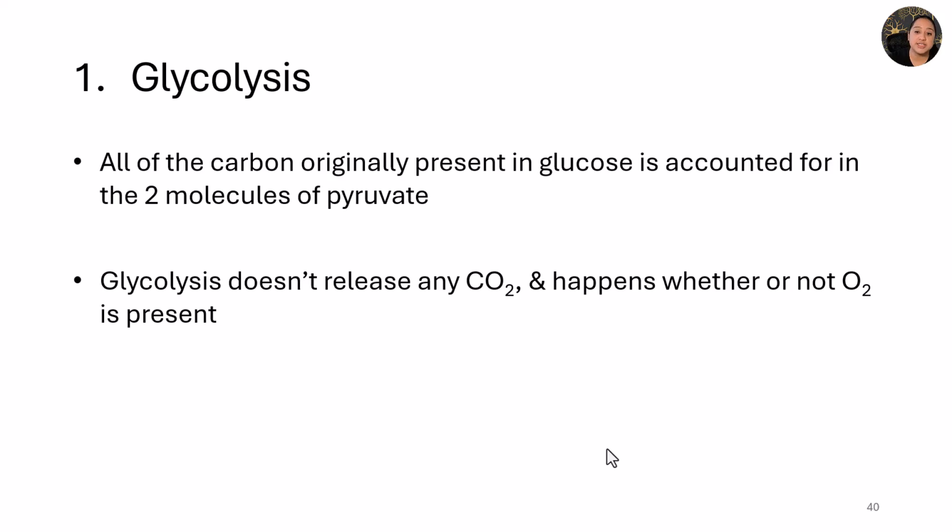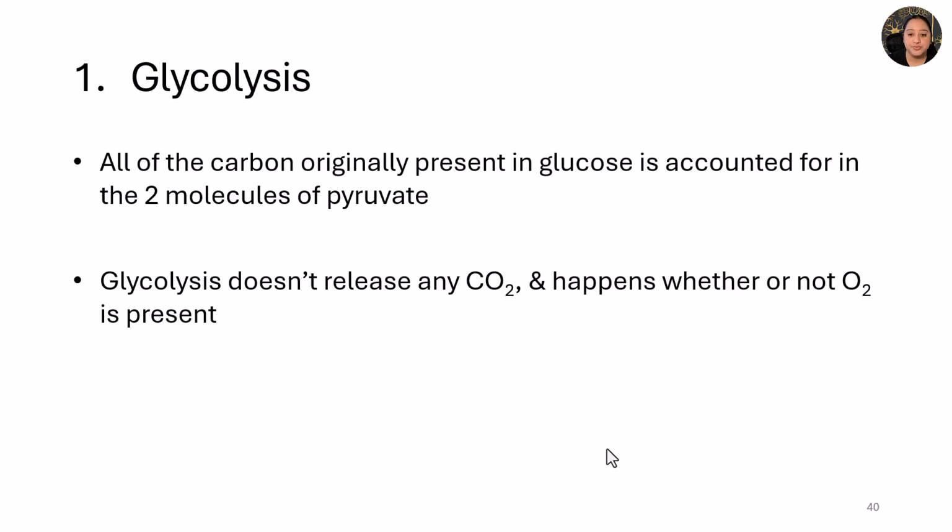And glycolysis can happen whether or not oxygen is present. Glycolysis is a really ancient pathway that almost all cells use. So glucose gets broken up, and all cells need some form of energy, and most of them are going to get it from either glycolysis or then continuing on the rest of the cycle.